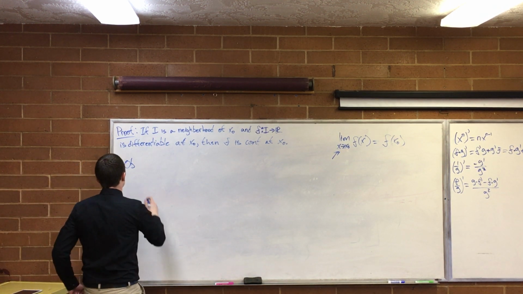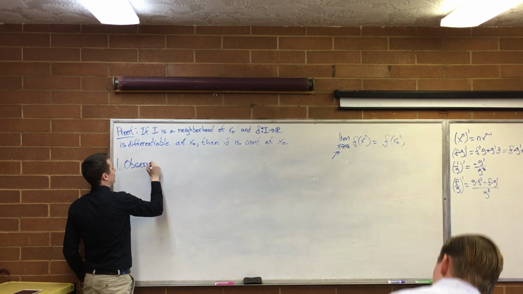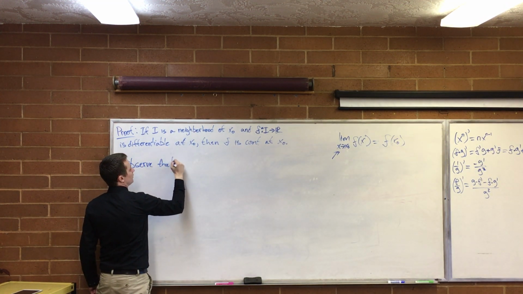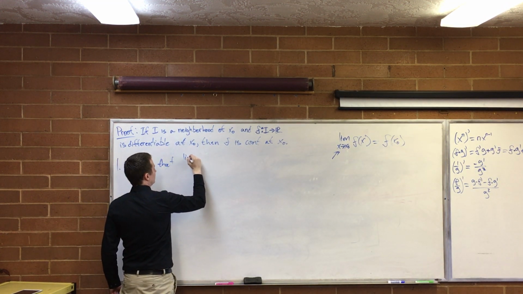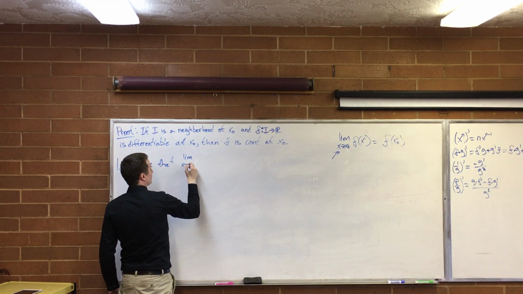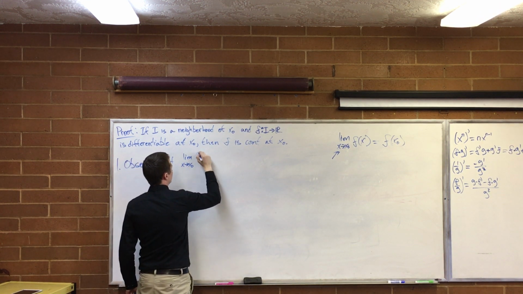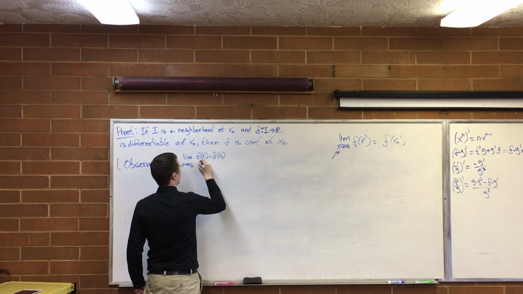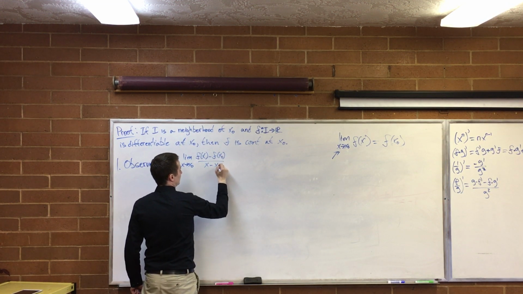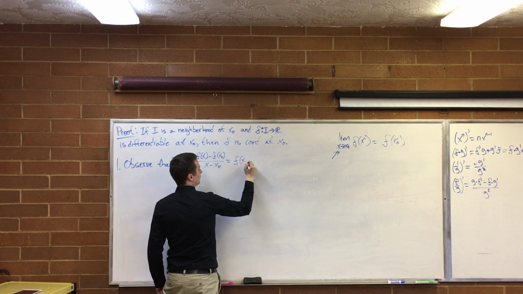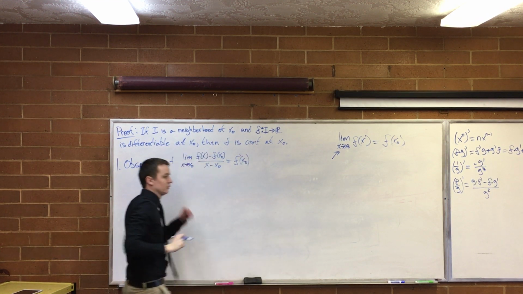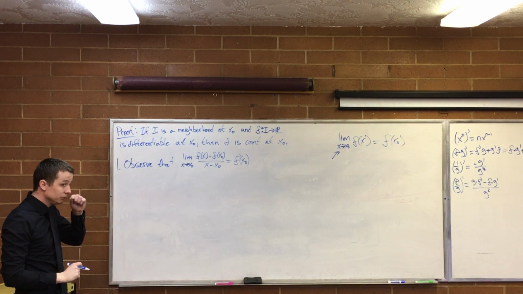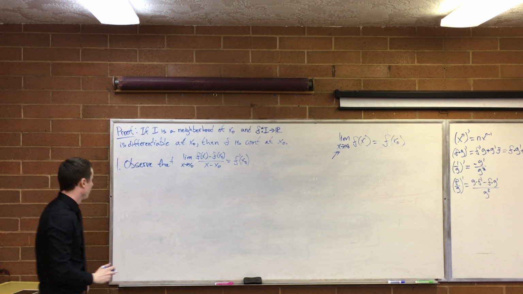So, we know it's differentiable, so observe that the limit as x approaches x naught of f of x minus f of x naught over x minus x naught is some number, f prime of x naught. It exists. Right? Well, what does that give us?